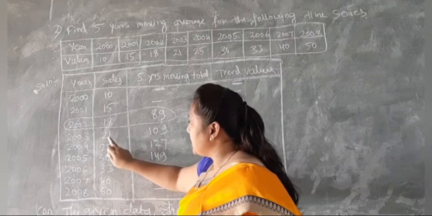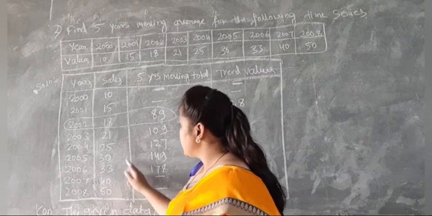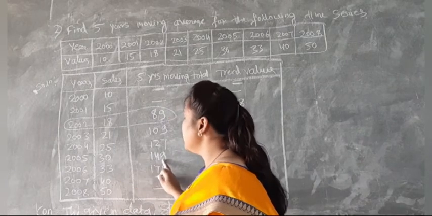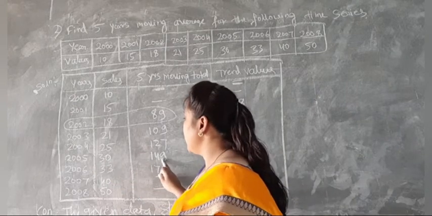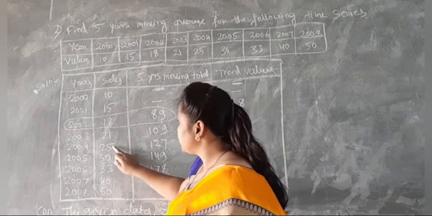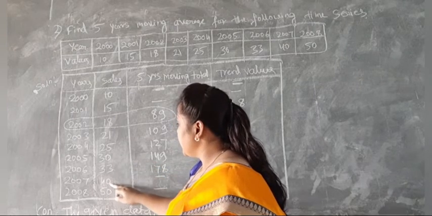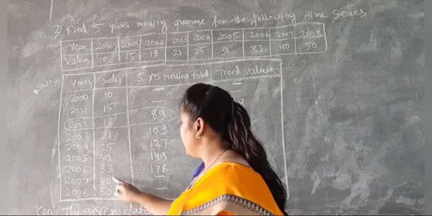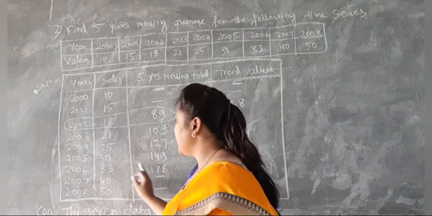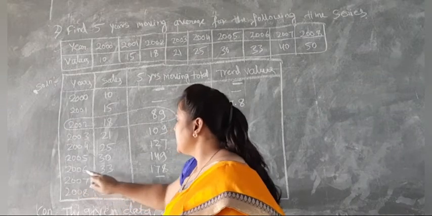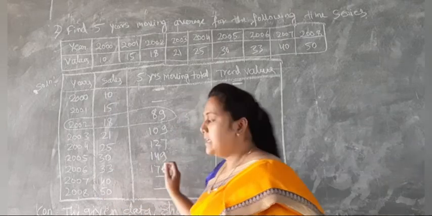Next, 2001, 2003, 21, 25, 30, 33, 40. So this sum is written in 2005. This 2005 is the middle year, 149. So next, this is 25, 30, 33, 40, 50. The total is 178. This 178 is written in 2006, because 2006 is the middle year.